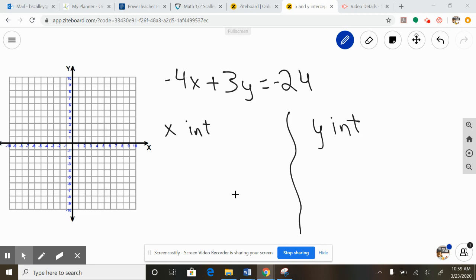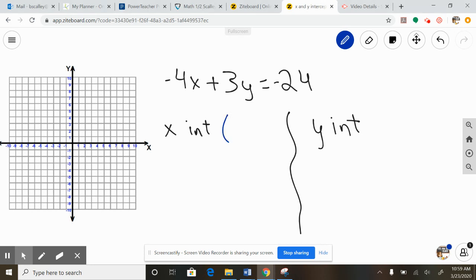Basically, I think this would be a tough equation to graph. If we were trying to put this in slope-intercept form, we'd definitely get some fractions, and I know you guys don't love fractions, so this is an alternative. Just finding the x-intercept and the y-intercept, finding two easy points, and then connecting those. So I'm just going to get started.